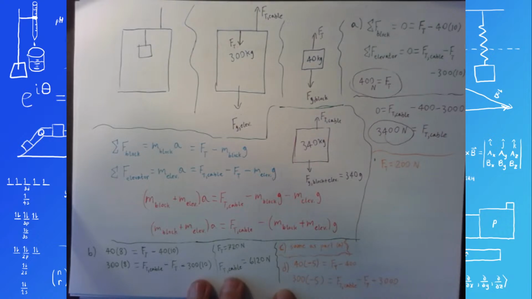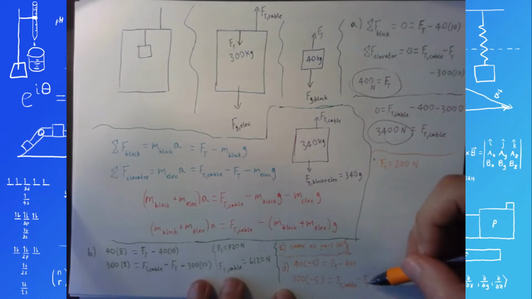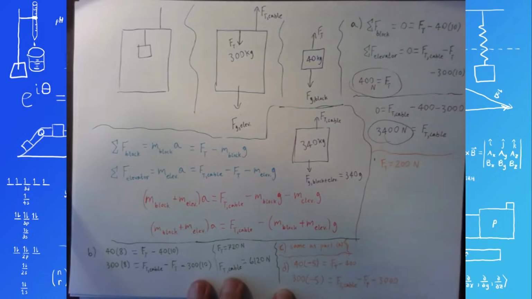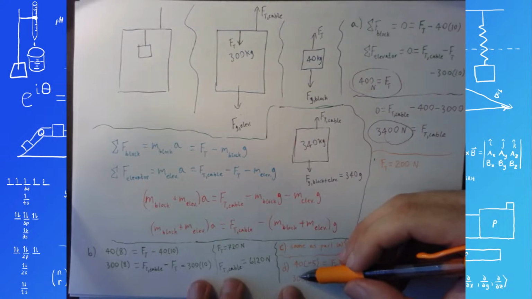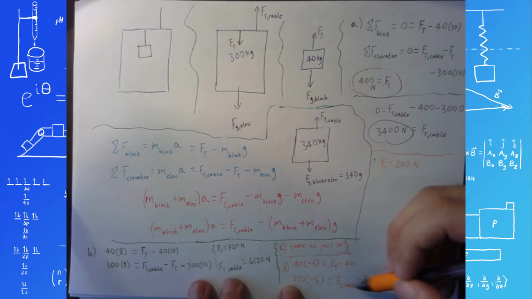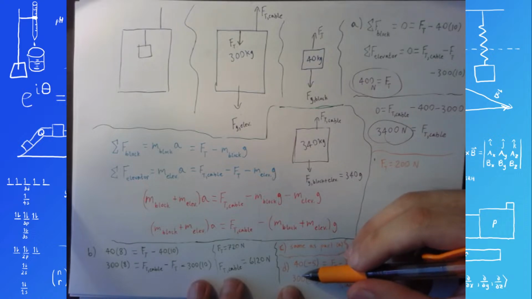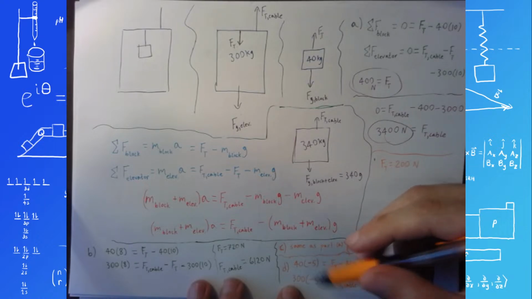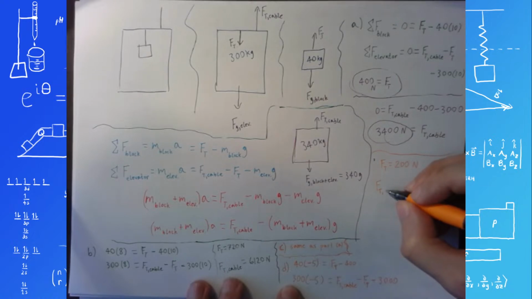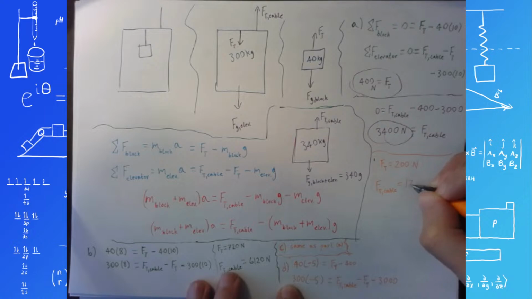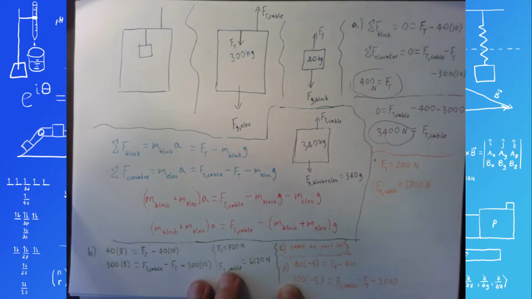And then if we plug that in over here, we'd get -200 and -3,000 is -3,200. And here you've got -1,500. If I add 3,200 to -1,500, that's going to be 1,700. Force of tension in the cable must be 1,700 newtons.